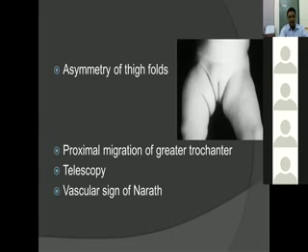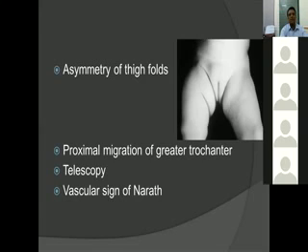The other identification mark is asymmetry of thigh folds. Because of the proximal migration of the femur, the soft tissues will create more folds in the thigh. So there will be an abnormal increase in the thigh folds. And on palpation, compared to the opposite side, you can feel a proximal migration of the greater trochanter.